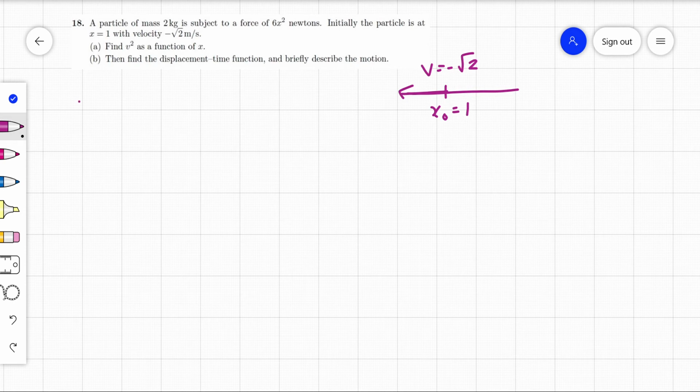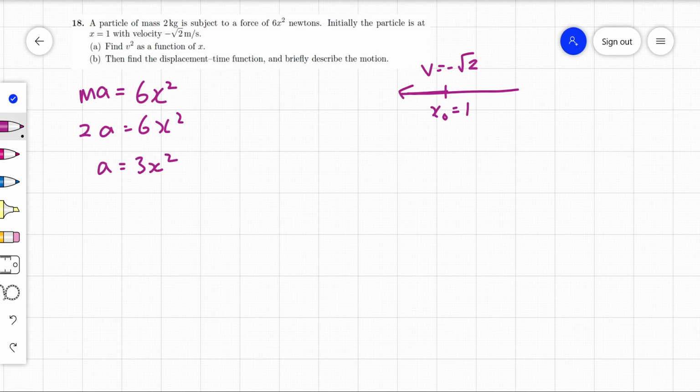The force, remember, is mass times acceleration. They're telling us the force is equal to 6x squared newtons. Mass is 2, so you can see that acceleration is going to be 3x squared, and we're going to start there.